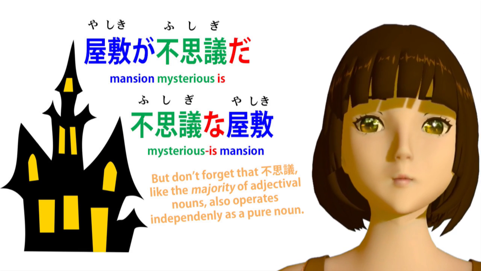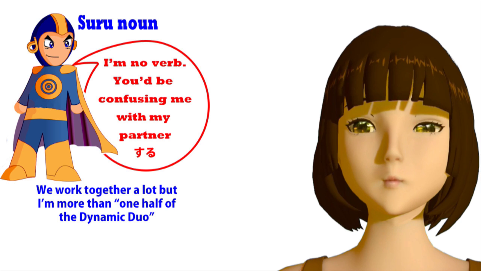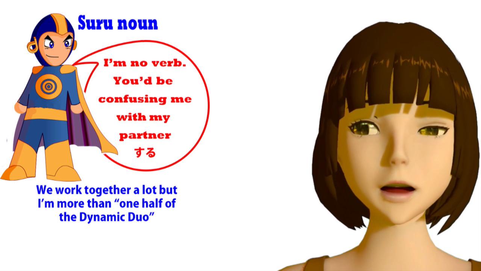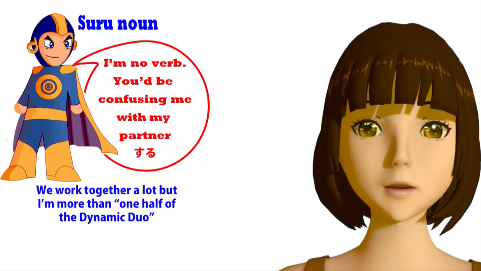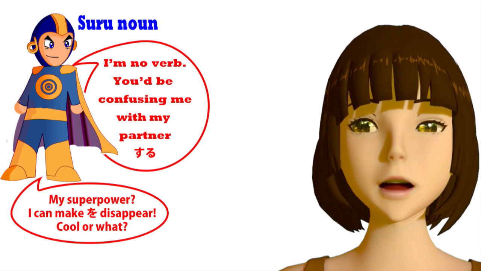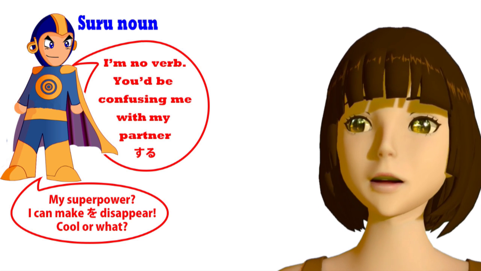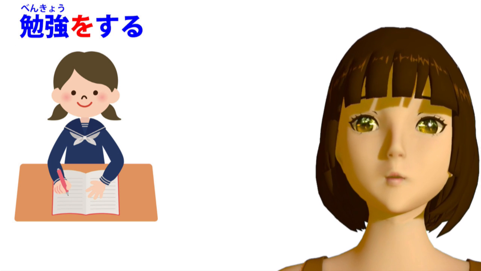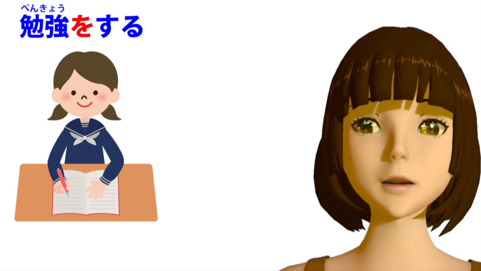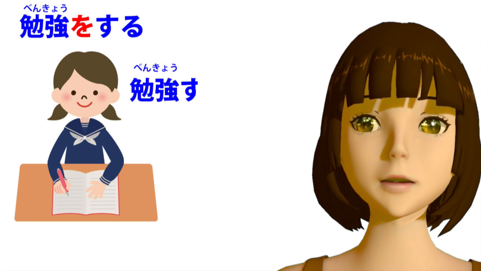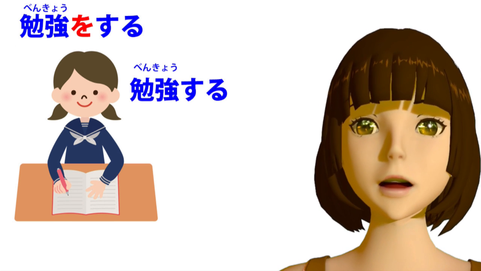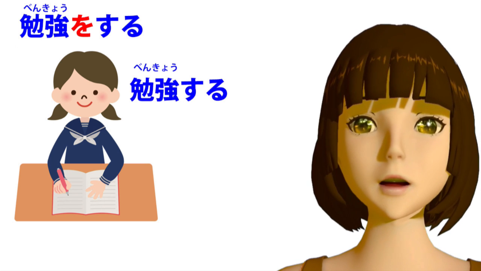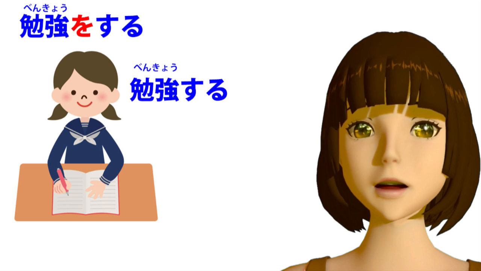The second group is pseudo nouns, which the dictionaries somewhat confusingly call pseudo verbs. What they are is nouns, and their superpower is that they are allowed to drop the direct object marker wo. So if we take the noun benkyo, which means study, we can say benkyo o suru, which means do study. But we can also say benkyo suru, which means study the verb. We can use the o to mark a direct object of any verb, but we can only drop that o in the case of pseudo nouns.